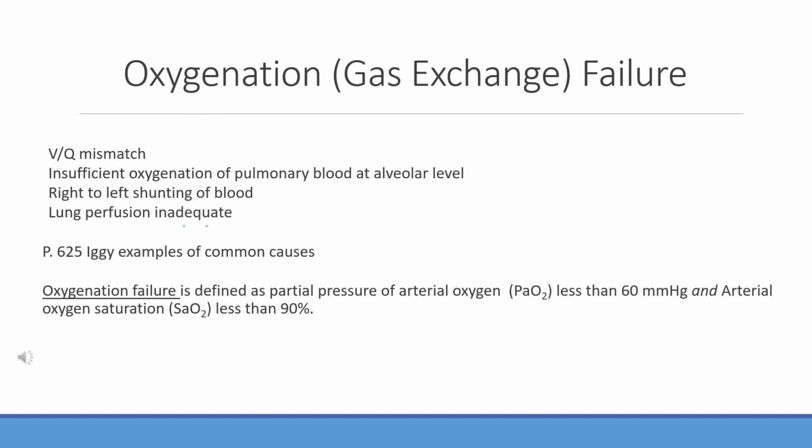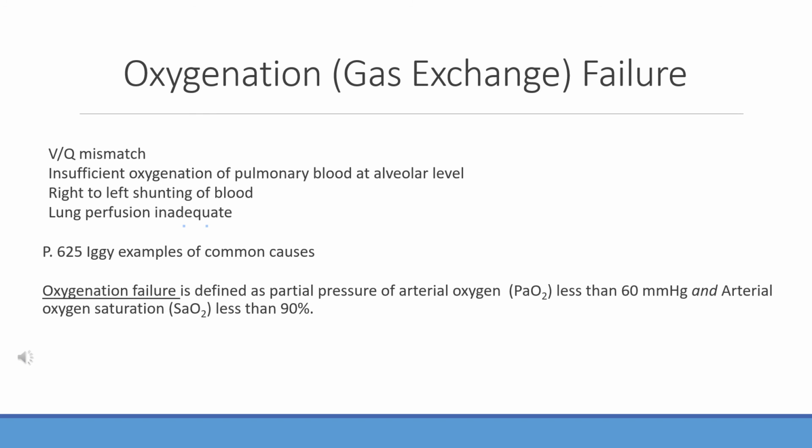So what are some reasons for this VQ mismatch? It might be that there's impaired diffusion of oxygen at the alveolar level, which is different than just not enough oxygen getting into the lungs. Maybe because the systemic venous blood, or oxygen-poor blood, passes through the lungs without being oxygenated and is shunted to the left side of the heart and into the systemic arterial system. Normally, less than 5% of cardiac output contains venous blood that has bypassed oxygenation.